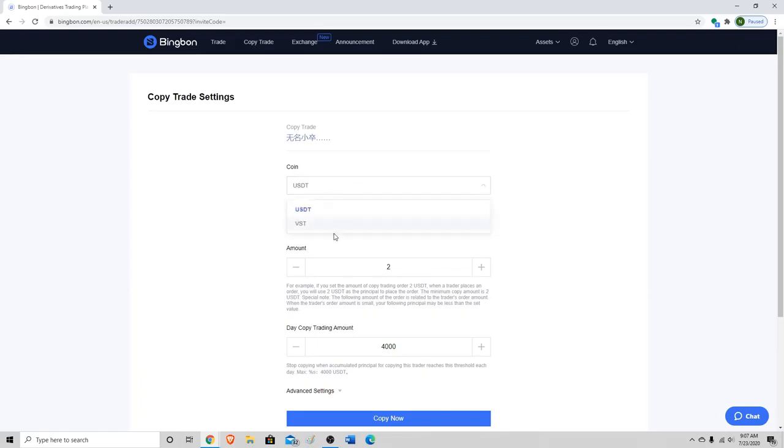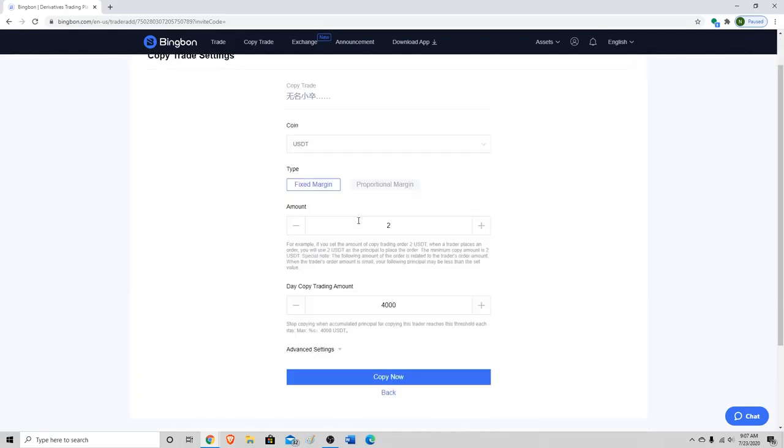So you can pick what you want to copy trade them in. You can do virtual to test them out. So here's how fixed margin works. It says, for example, if you set the amount of copy trading order to 2 USDT, when a trader places an order, you will use 2 USDT as the principal to place the order. The minimum copy amount is 2 USDT. Special note, the following amount of the order is related to the trader's order amount. When the trader's order amount is small, your principal may be less than the set value.